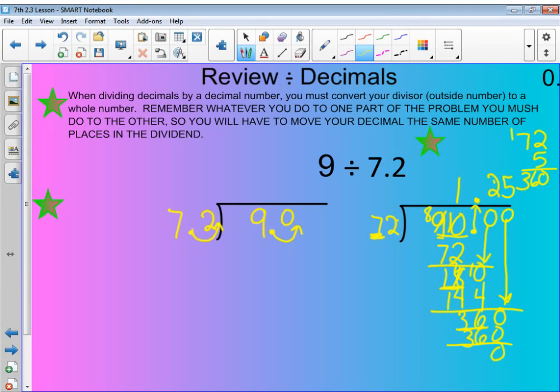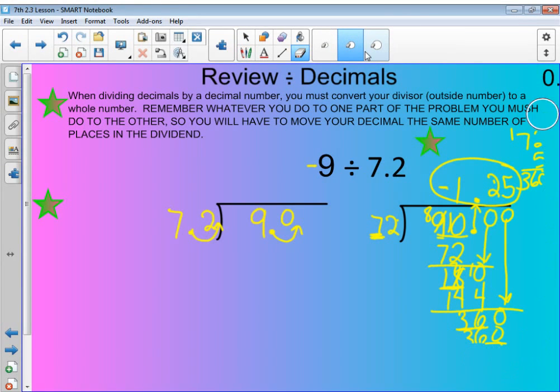Now, the thing that we're going to add in is maybe now they're going to put a single negative or a negative in front of both of those. So if I had had a negative 9 divided by 7.2, in the end, I would need to make sure that I added a negative to my final answer because there's only one negative sign.